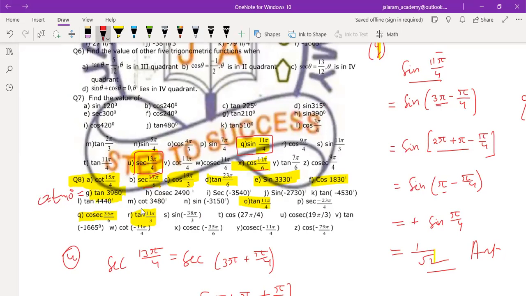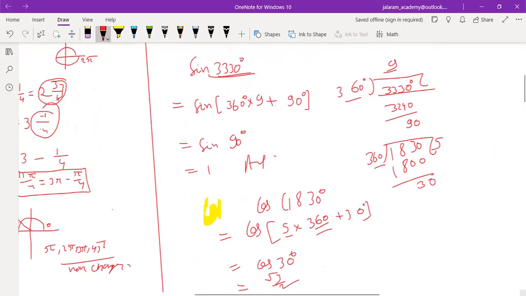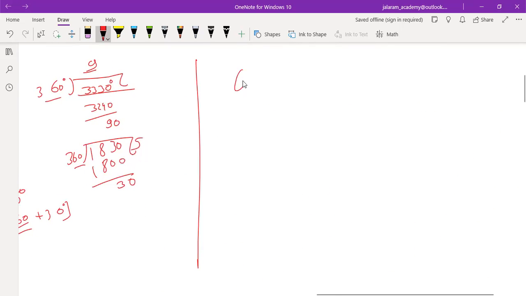This is cot 3480 degrees. So if you divide by 360 degree, 36 nines are 324. So that will be 0 and remainder is only 240. Now how to solve this cot 240 degree? Let's discuss that. Cot 3480 degree.